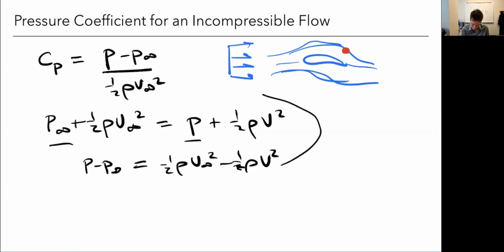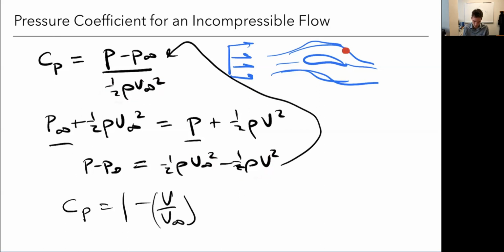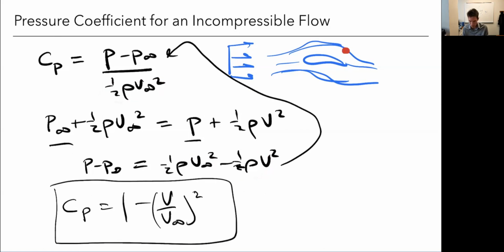And then I'm going to sub that in up here. And notice that this denominator is going to cancel this one. It's going to greatly simplify this one. So I get the result that Cp equals 1 minus (V over V infinity) squared. Okay, so as long as I can apply Bernoulli's equation, typically this is for an incompressible and of course inviscid flow, I can get my pressure coefficient directly from velocity.